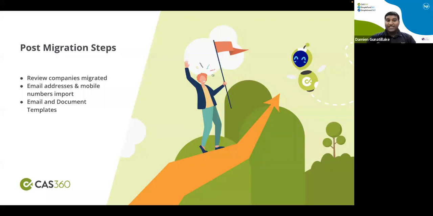Once the migration has been completed, your client success specialist will let you know of this as well. And then there is an opportunity to review the companies that have been migrated across. If you're familiar with an RA61 or an RA62 report, that will allow you to compare the companies in CAS 360 with ASIC's records as well, just to make sure that all companies have come across correctly, there's no issues, and that everything has gone through smoothly.